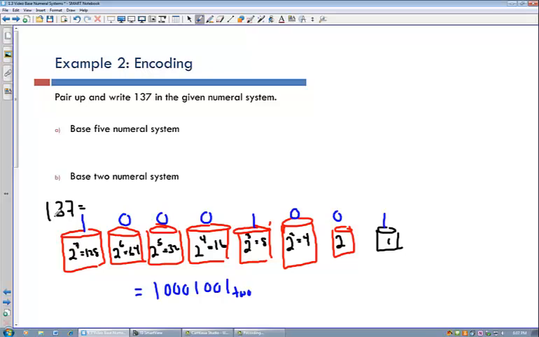So on your homework, you want to use this idea of cups when writing a number in our numeral system, the base 10 numeral system, and the various numeral systems given. So either base 5 or base 2 or any other base: base 6, base 7, base 8, any base.